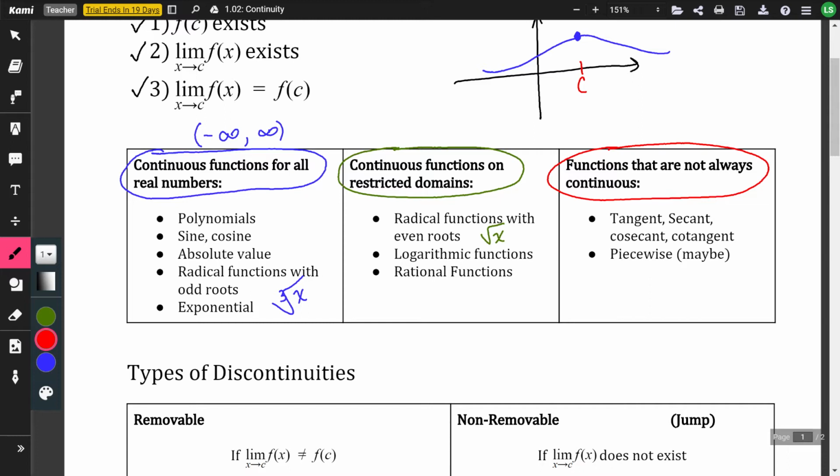And piecewise might fall into this category. Because piecewise functions have so many places where the pieces stop and jump to another type of function, we need to be careful about whether or not those limits from each of those functions align.